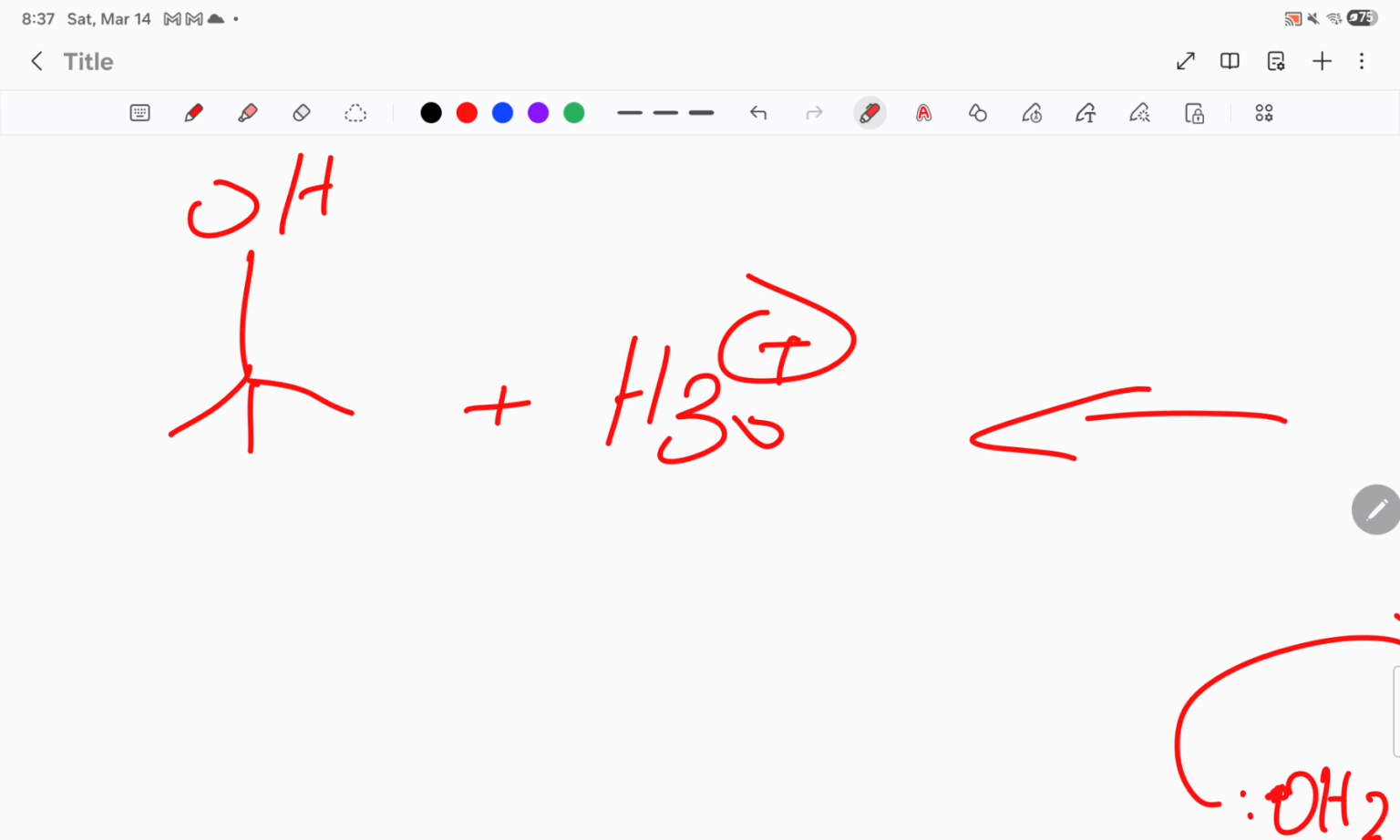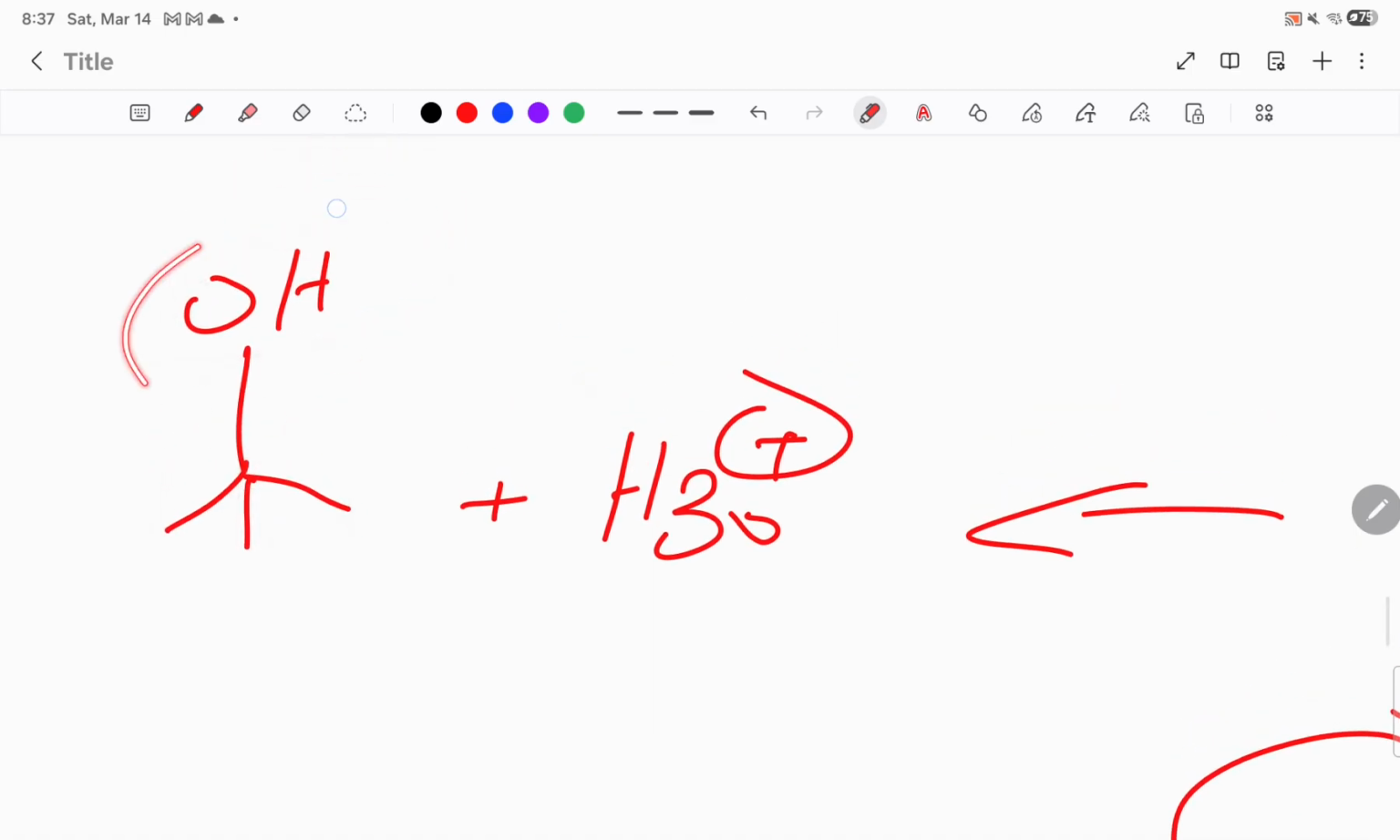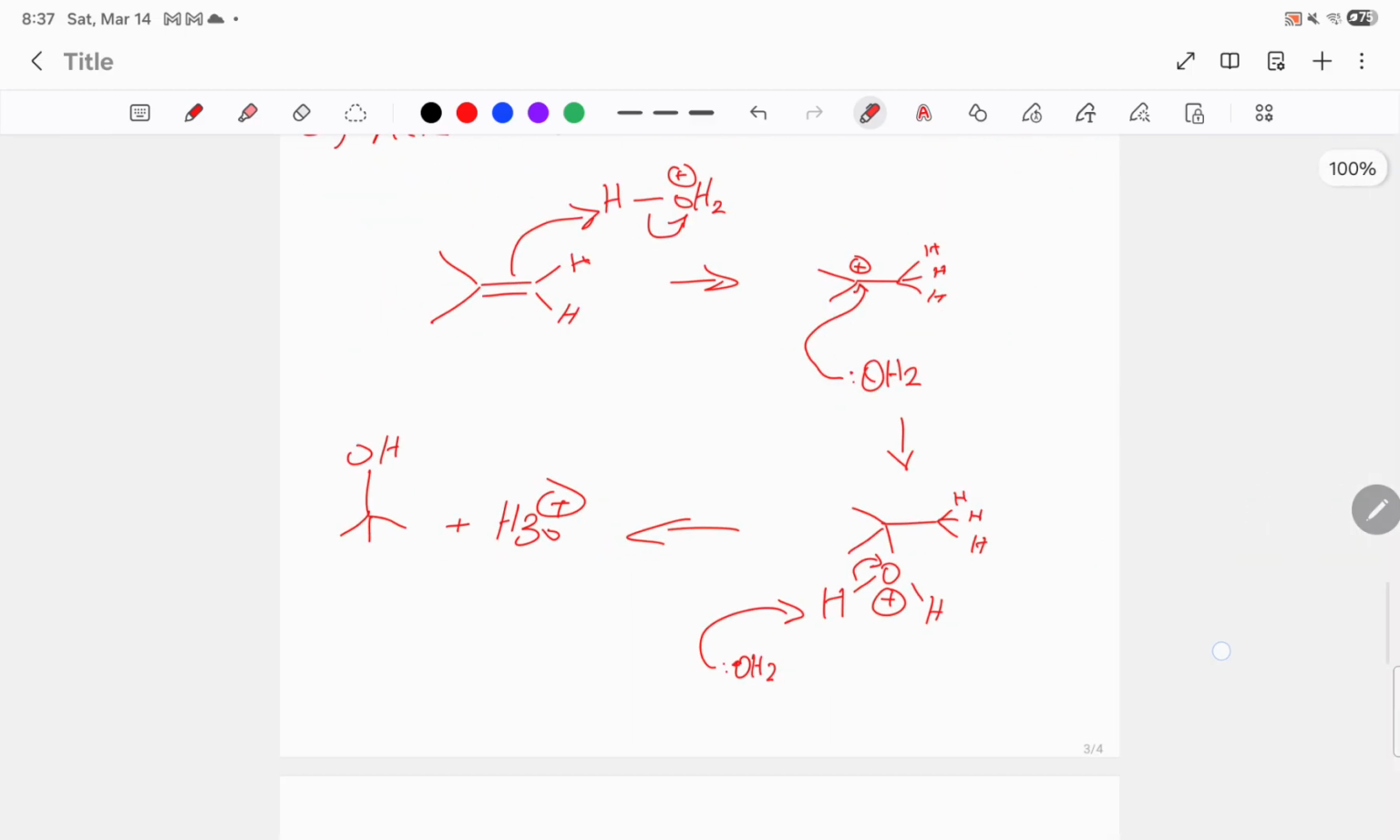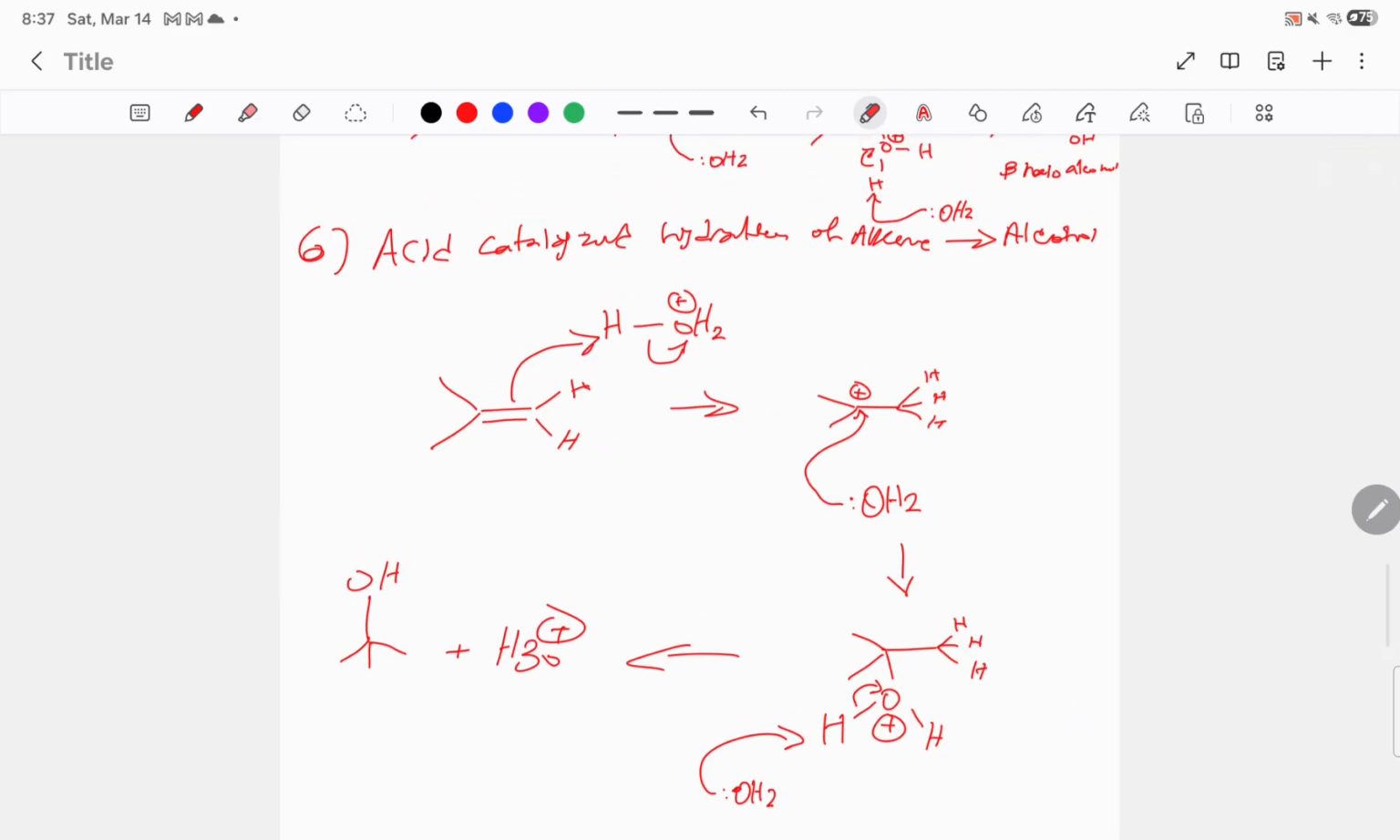2-methyl-2-propanol. 1, 2, 3, 2-methyl, 2-propanol, right? The -ol is for the alcohol. Amazing. Okay, so look at that. That was a pretty easy reaction, right?